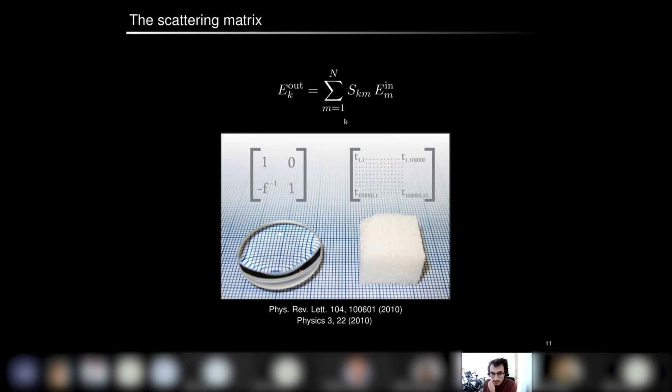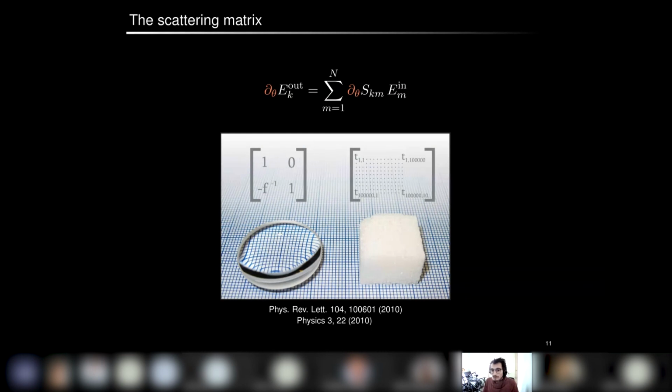Also, what is convenient to us is that if you want to know the derivative of the outgoing field with respect to your parameter of interest, what you need to know is only the derivative of this coefficient with respect to theta.